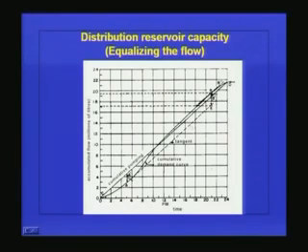So the total capacity of the distribution reservoir is equal to BB prime plus AA prime, or the distance between the tangent to the demand curve at this location and the tangent to the demand curve at this location. This is how I will find out the capacity of the distribution reservoir.